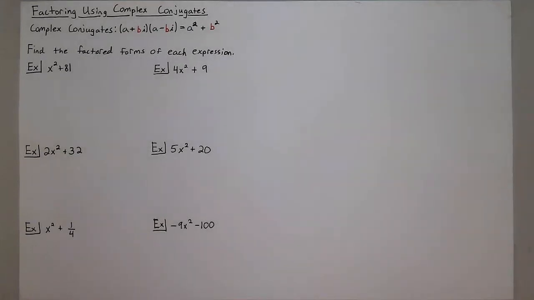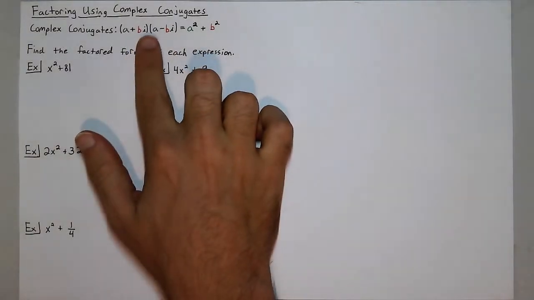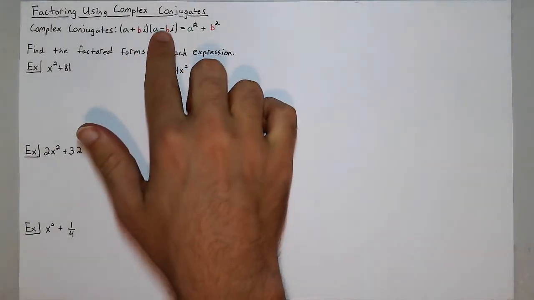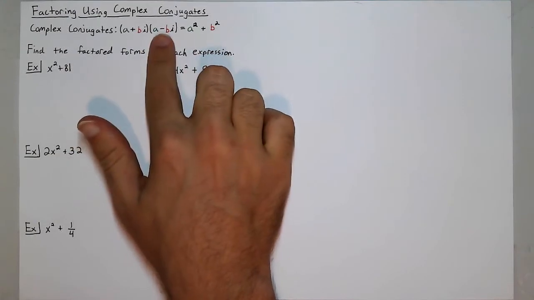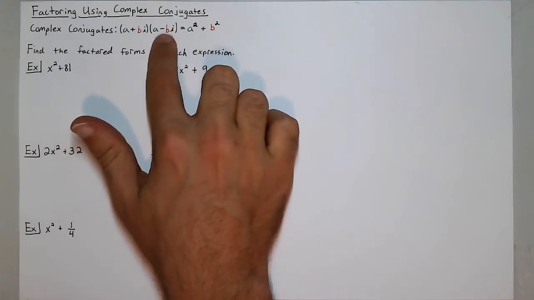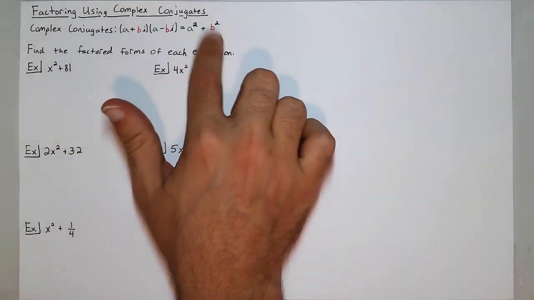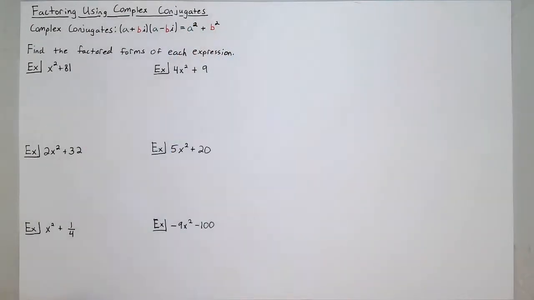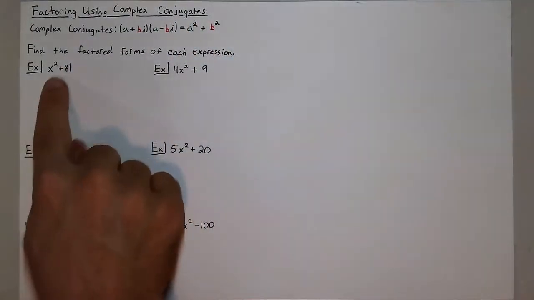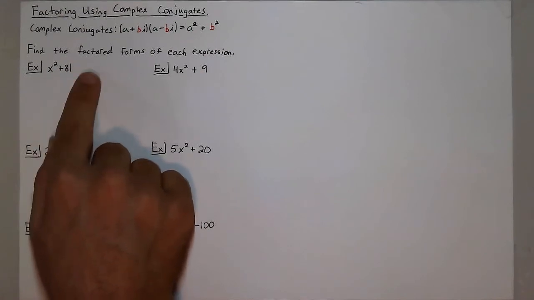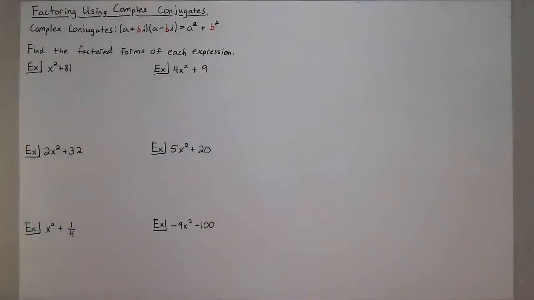In this video, we are going to learn how to factor using complex conjugates. So in the last video, we went over how to divide complex numbers with complex conjugates, because we knew that when we multiplied them, we ended up just getting a squared plus b squared with no i. So that actually can be useful because sometimes we have an a squared plus b squared situation without the i, and now we can use that to factor.